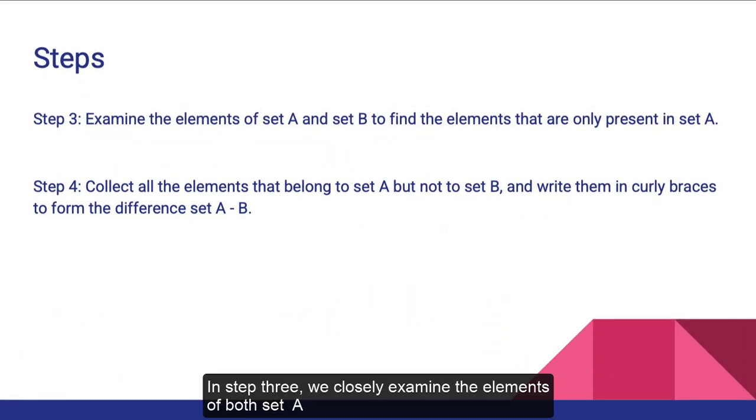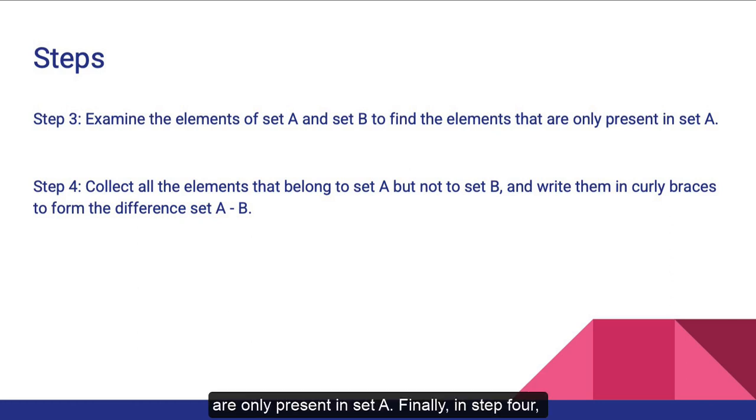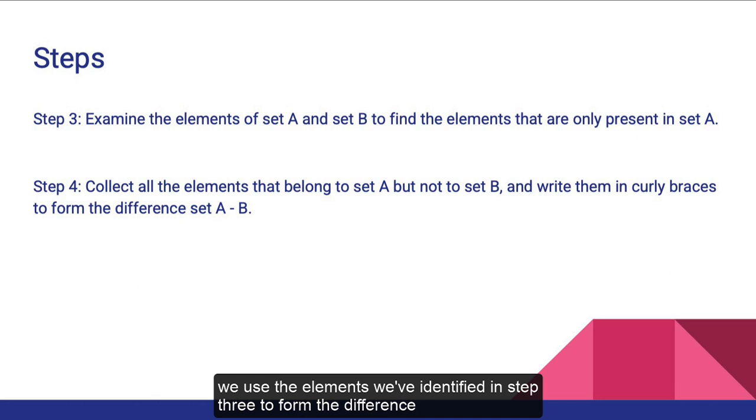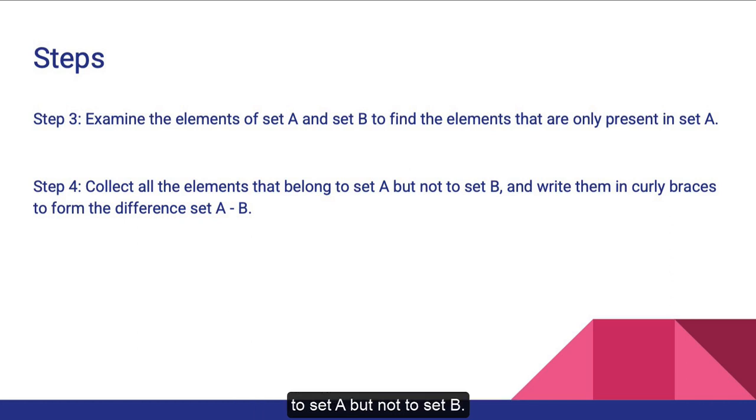In step 3, we closely examine the elements of both set A and set B. Our goal is to identify the elements that are only present in set A. Finally, in step 4, we use the elements we've identified in step 3 to form the difference, set A minus B. This set represents the elements that belong to set A but not to set B.